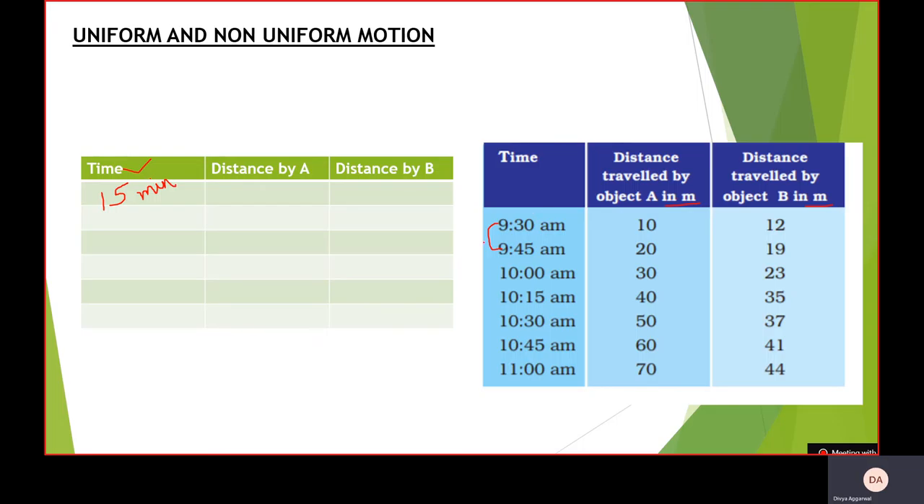Now, similarly, in the next cases, we will have 15 minutes each time, again and again. So I can see that there are equal intervals of time mentioned here.